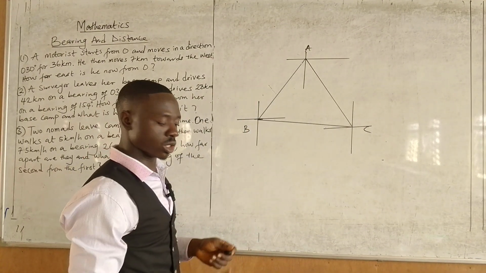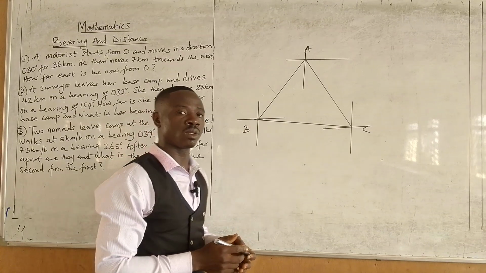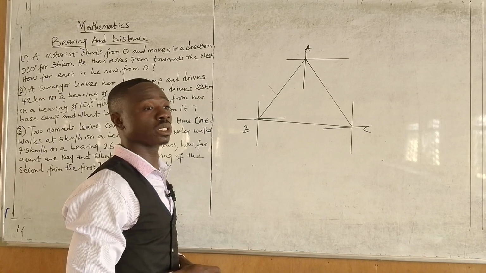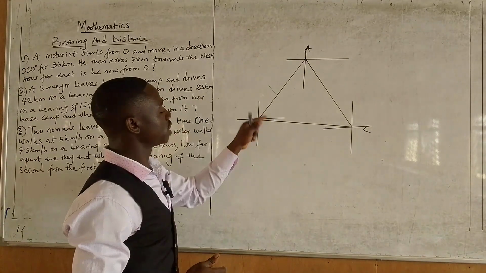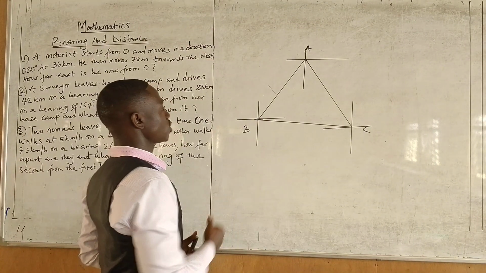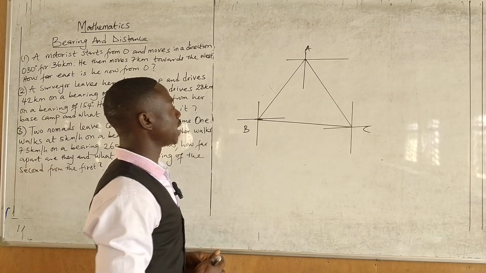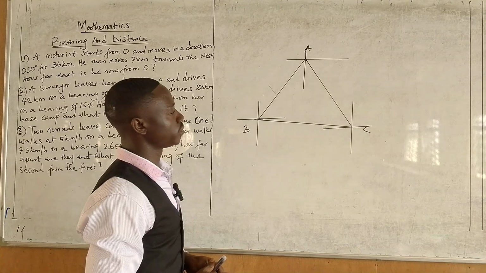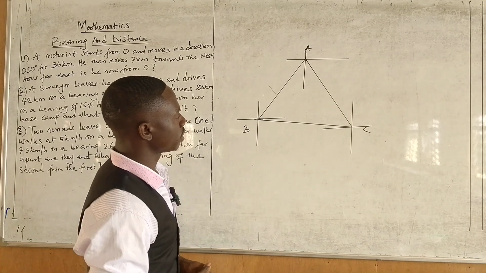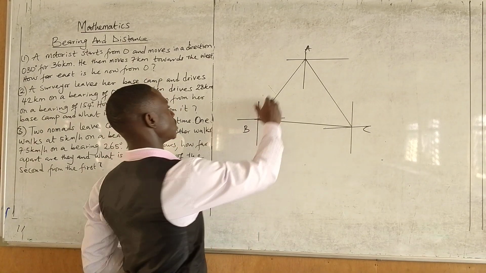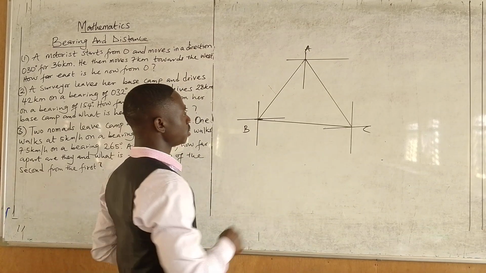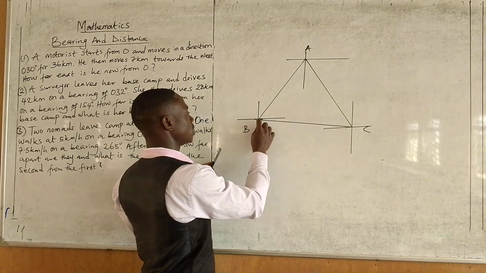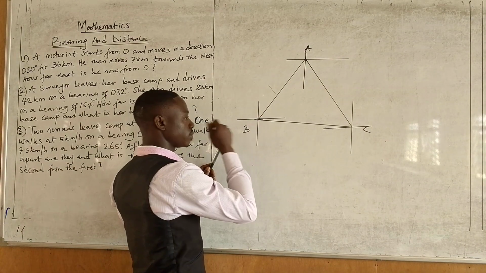Now, the problem with many students is that they cannot even locate bearing. We have triangle ABC. Now, what if they ask to find the bearing of A from B? The bearing of A from where? From B. Now, what you will do is that you look at the line connecting A and B, the straight line connecting A and B, which is this line here.